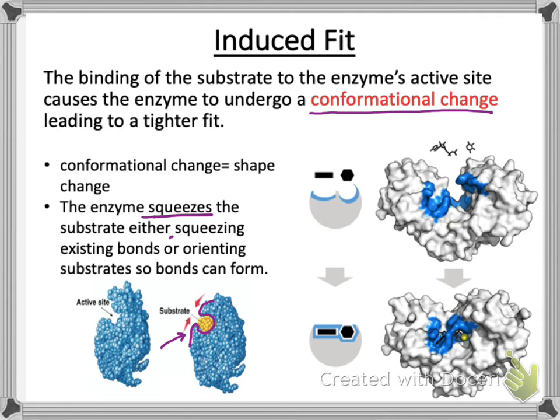Or if we have a synthesis reaction, here are our two substrates. They're going to fit into the active site. And because in this case, when we're synthesizing, the enzyme is going to hold and orient the substrates just right so that bonds are easier to occur. So again, this squeezing in this case is almost bringing the substrates together at the right angle for a reaction to occur.